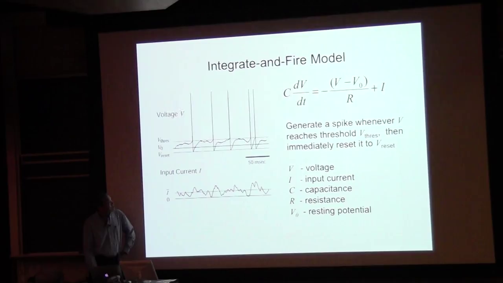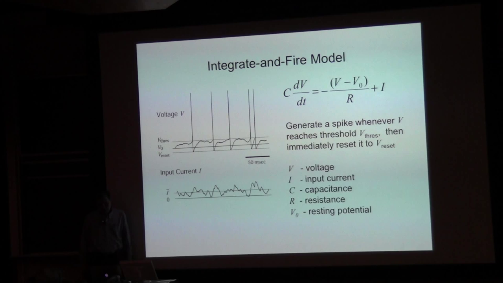One popular simplified spiking model is called the integrate-and-fire model. This model is extremely simple. You have an equation that looks like this. C is a capacitor, R is a resistor. This equation is very familiar to anyone with basic electronics, the RC circuit, a resistor and a capacitor. You're also familiar with this from learning the Hodgkin-Huxley dynamics, right? It's just a piece of passive membrane. That's how it's supposed to behave.